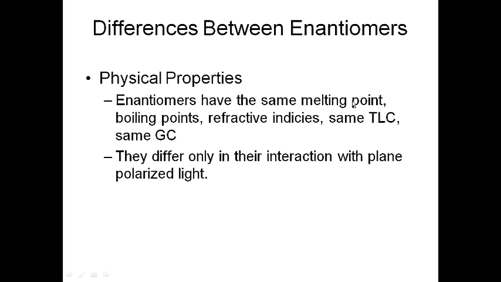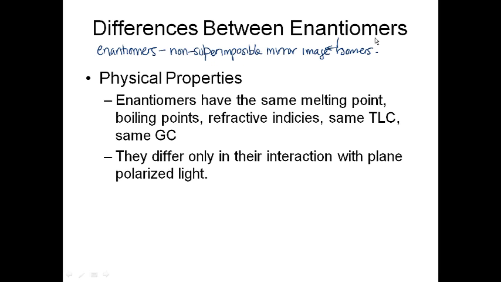Now, enantiomers. The definition of an enantiomer, if I haven't said so explicitly, which I don't think I have: enantiomers are non-superimposable mirror image isomers. That's what enantiomers are, and there's a pair of them, the left and the right-handed versions.